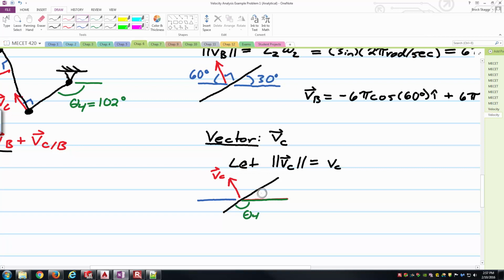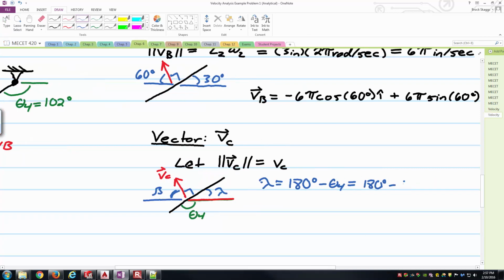One thing we could do is figure out this angle here. Just call it lambda. This angle would be 90 degrees. And then this angle over here, let's call it beta, we could then use to relate the i and j components. We could also even stop at calculating lambda and just know that the overall angle here from the positive x-axis is 90 plus lambda. Here we can say our lambda is 180 degrees minus theta 4, just 180 degrees minus the 102 degrees. So that is 78 degrees here.